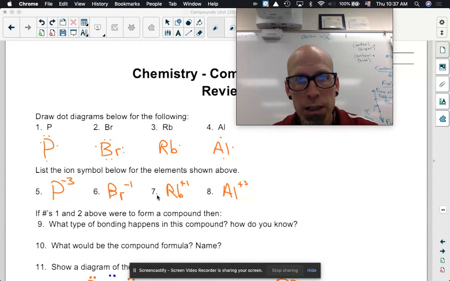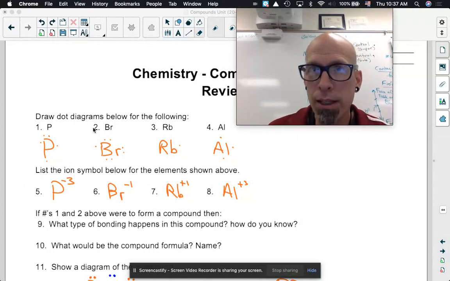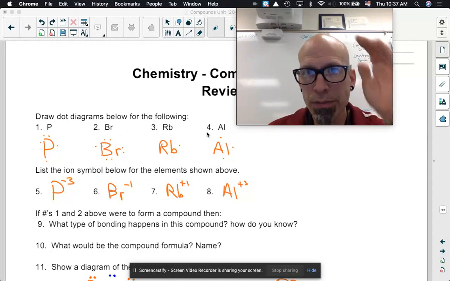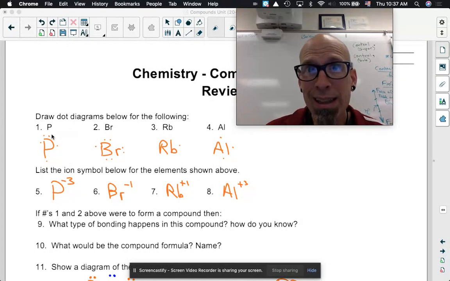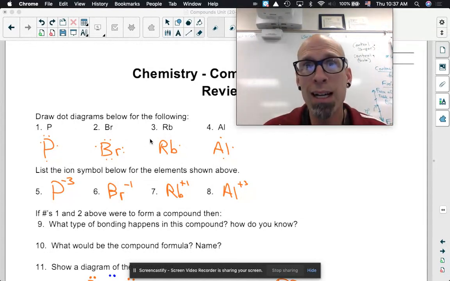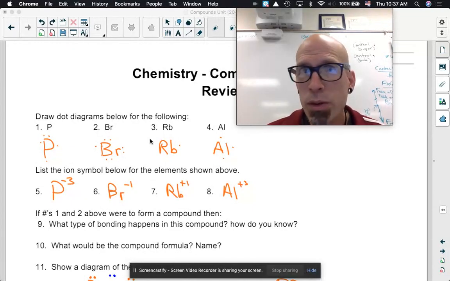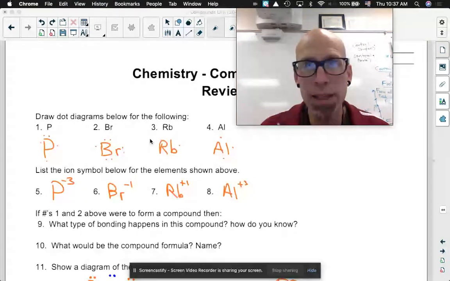So those are the ion symbols with the oxidation number as a superscript. These are the dot diagrams. We need the dot diagrams for both ionic and covalent. We only need the oxidation numbers for ionic. If they're bonding covalently, they don't get charged.